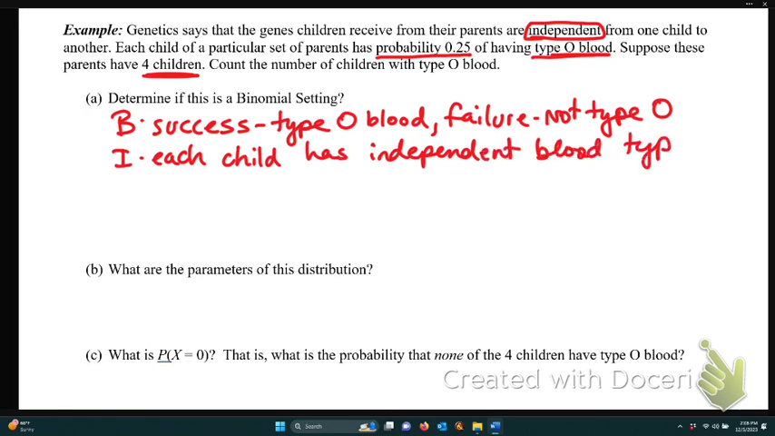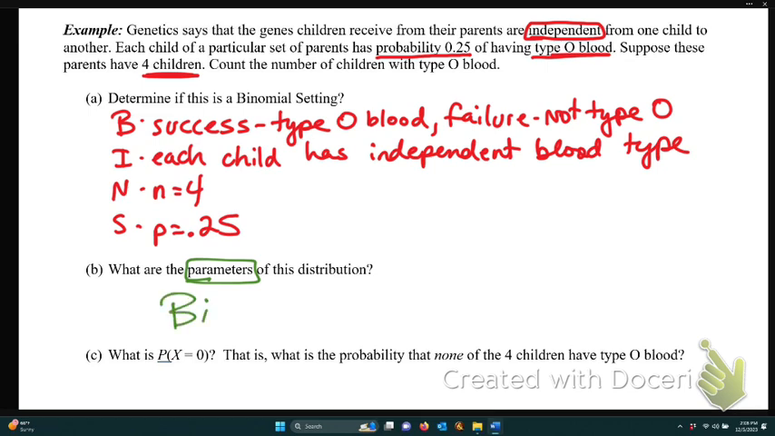Cool. N, what does N stand for? Number of trials. Is it fixed? Yeah. How many? 4. We had ourselves 4 children. All right. S, does it tell us the probability of success each time? 25. Sure does. So P equals 0.25. So part B asks us, what are the parameters for this distribution? It is a binomial distribution with N equal to 4 and P equal to 0.25.